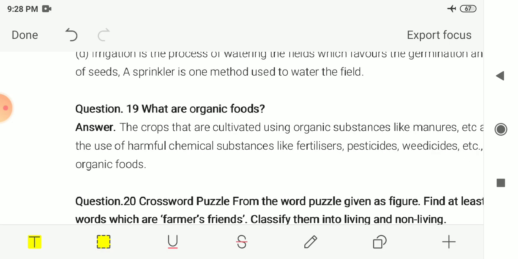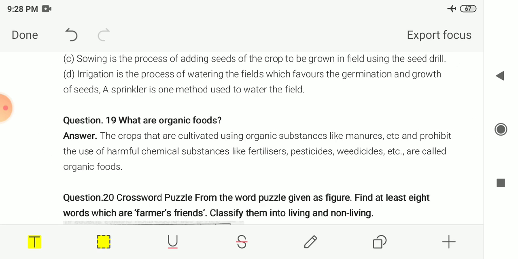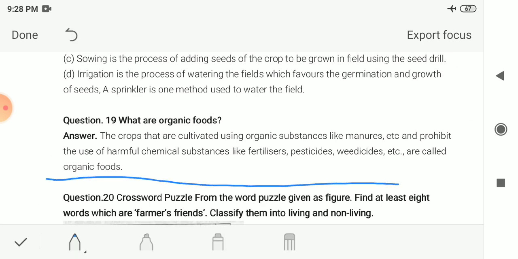Now next, question number 19: what are organic foods? The crops that are cultivated, or grown, using organic substances like manure, etc., and without any harmful chemical substances like fertilizers, pesticides, weedicides, etc., that kind of food is known as organic food. The food or crop grown using only organic substances, without any chemical substances like fertilizers, weedicides and pesticides, is known as organic food, and it is very healthy for our health.